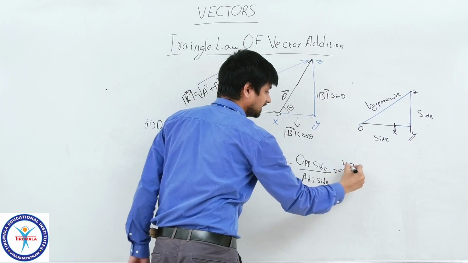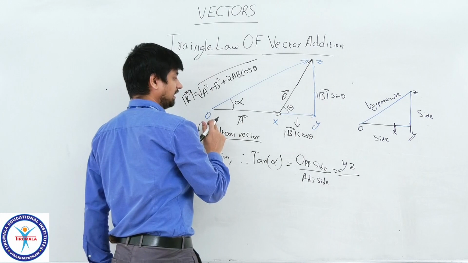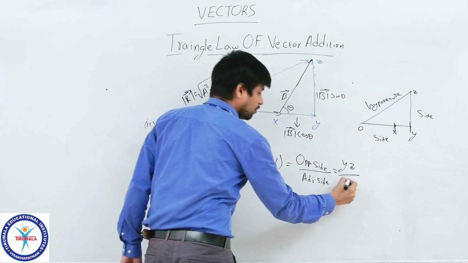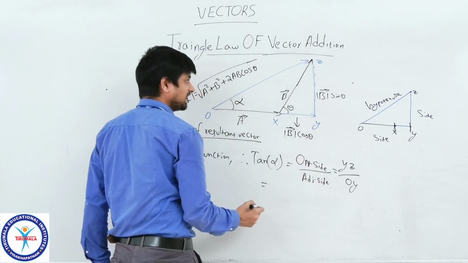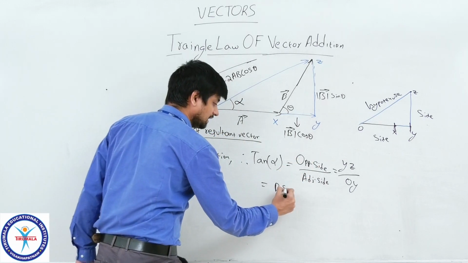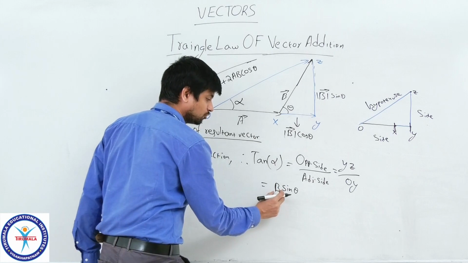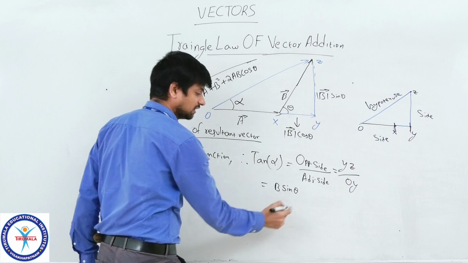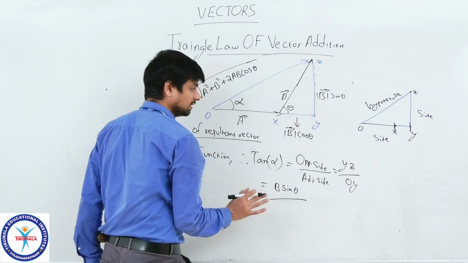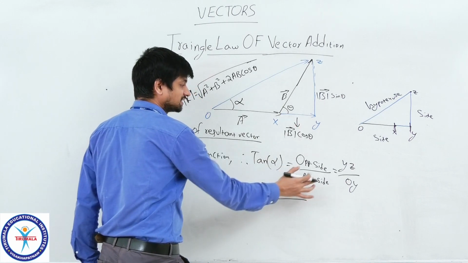For the right angle triangle YZ, what is the adjacent side? OY. So YZ means B sin theta. I have removed the modulus and the arrow because it represents magnitude of B.